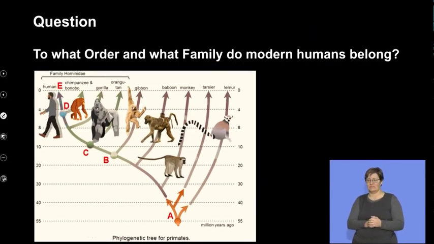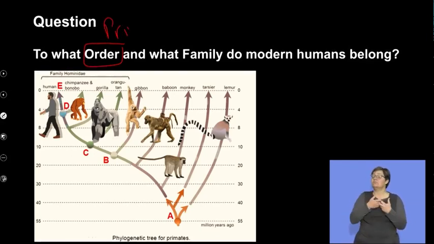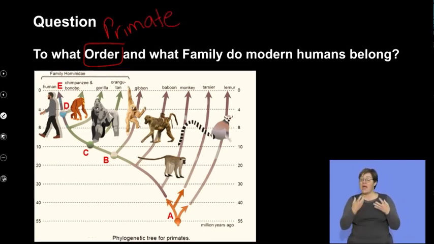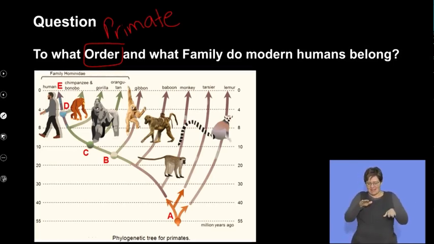Okay, question number 1. To what order? Right, now over here, this diagram doesn't tell us what order, but it's something that you need to know. We are in the primate order. We have things in all of these, all right? We have things in common with all of these animals.